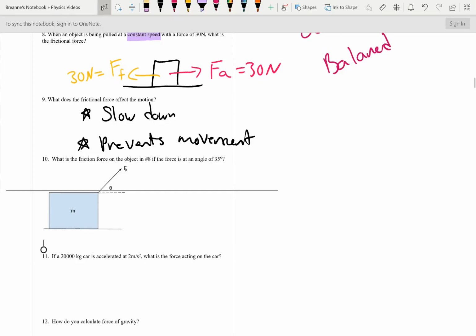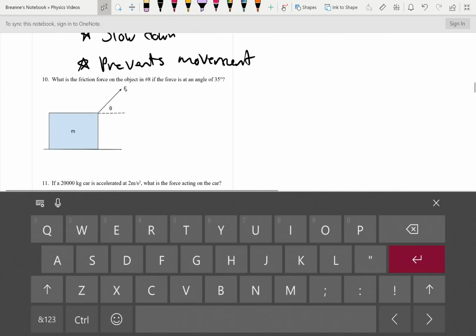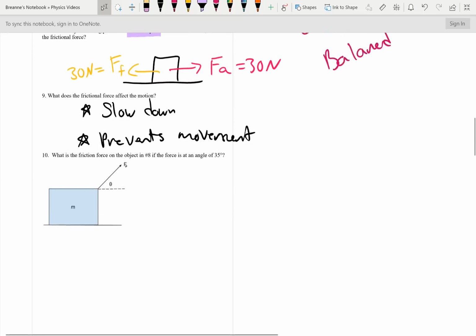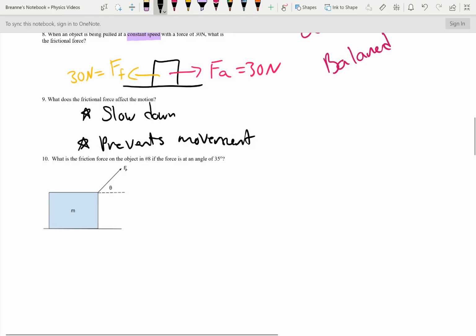So number 10, or actually I need a lot more space than that. Number 10 is actually missing a few things, and I'll send this out in the Remind. So you need the mass of the block, which should be 2 kilograms, and you also need the mu. The mu will be 0.2. So those are 2 missing items from this problem. I will definitely put that in through the Remind so you get that information.